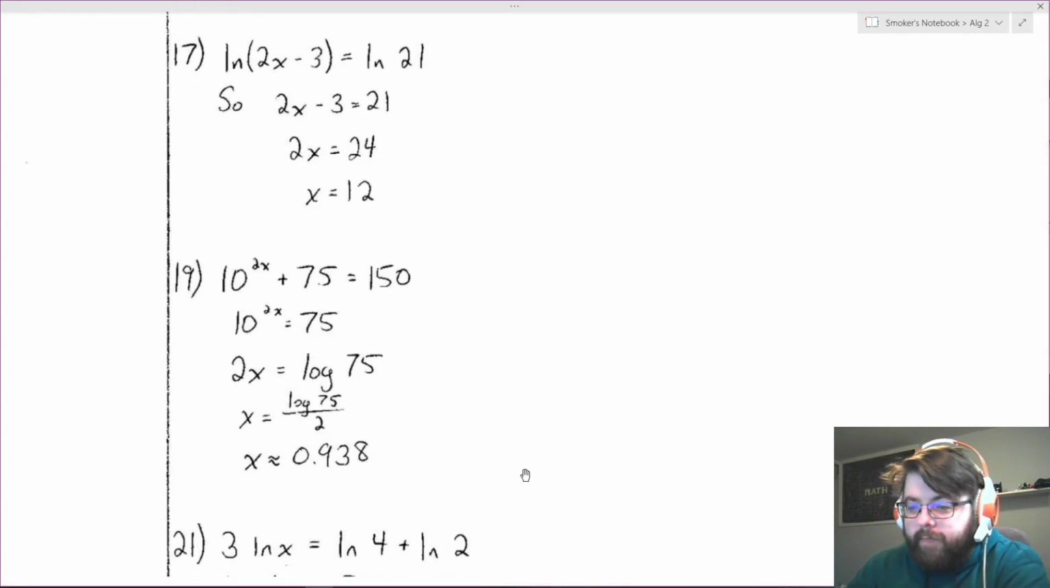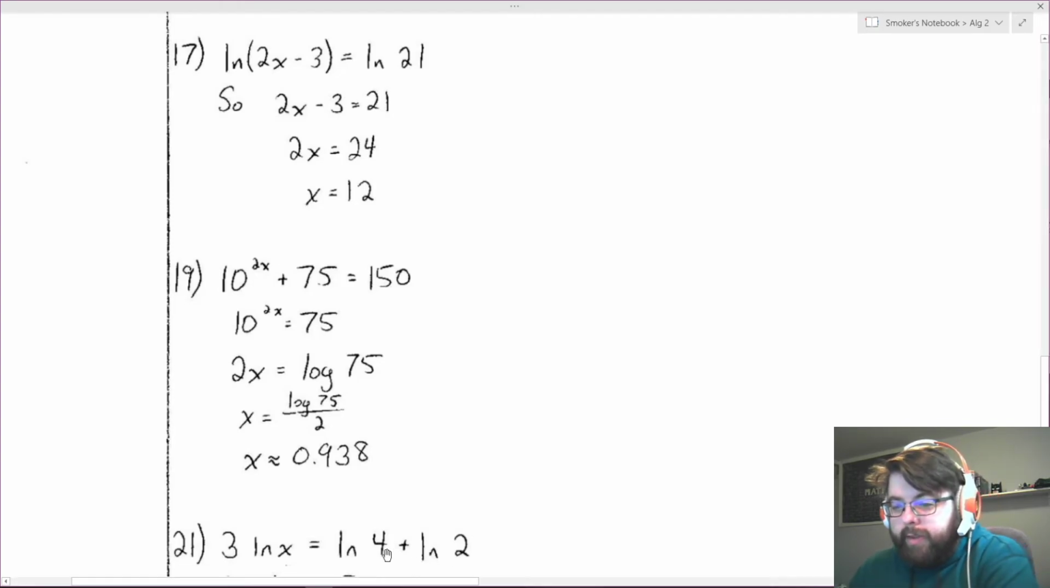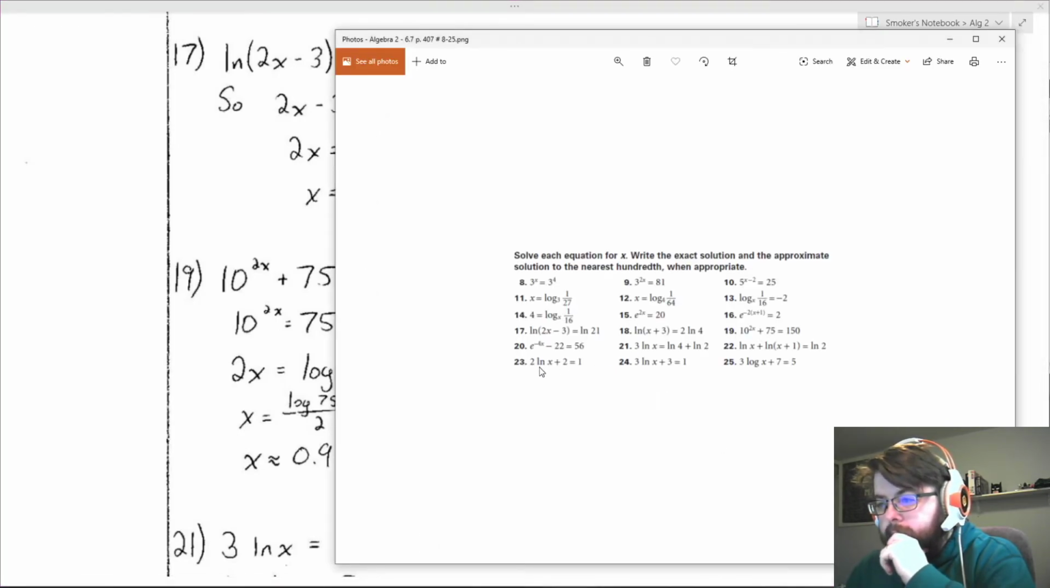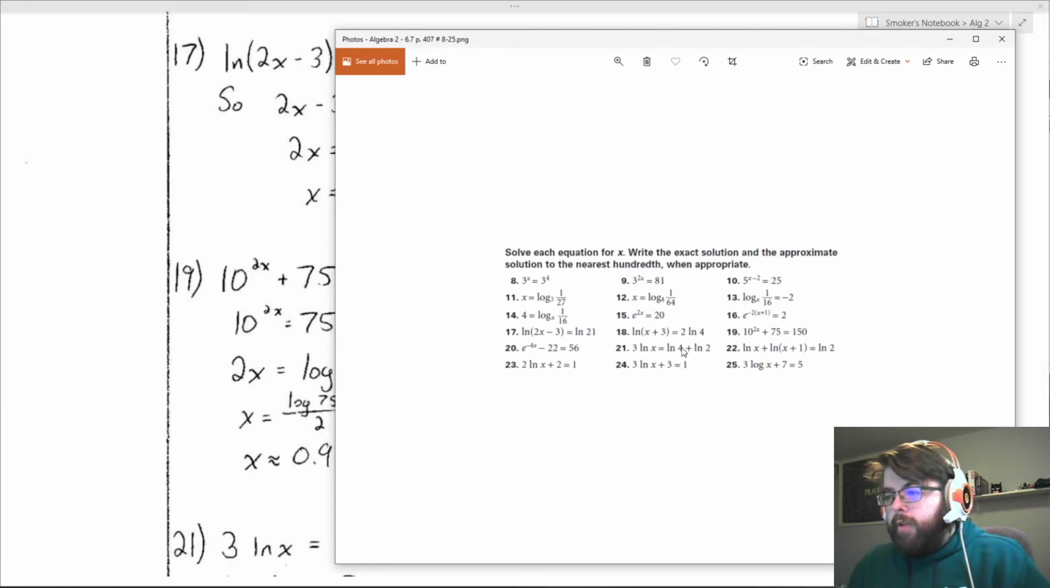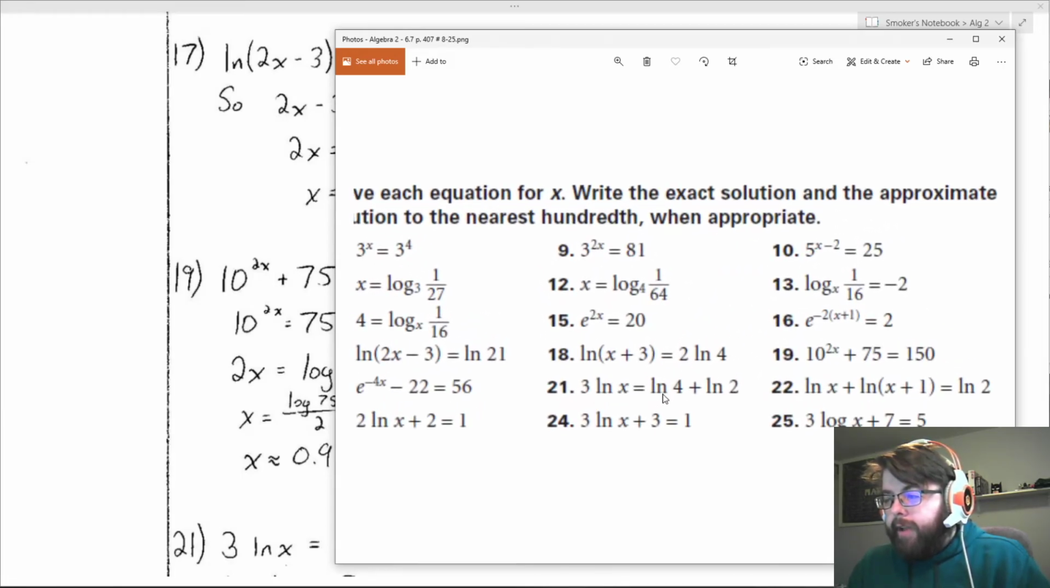So 21 is a good example to show too, where this is not logarithmic form, there's logs all over the place. And by the way, this is ln, this is ln, this is ln. I don't know why I didn't do my cursive ln's back then, but I didn't. So this is 3 times ln of x. This is what's given in 21: 3 ln of x equals ln of 4 plus ln of 2.